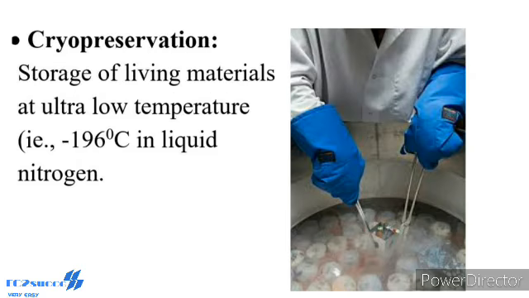Cryopreservation: storage of living material at ultra low temperature, that is minus 196 degrees Celsius in liquid nitrogen. Cryopreservation is also known as cryoconservation. It is a process by which protoplasts, cells, tissues, organelles, organs, extracellular matrix, enzymes, or any other biological materials are preserved by cooling to a very low temperature of minus 196 degrees Celsius using liquid nitrogen.